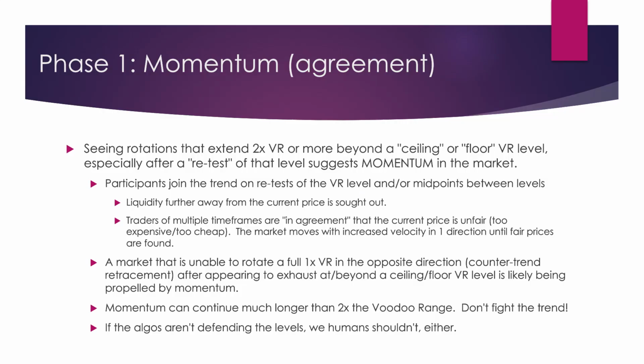So there are two different types or phases of market activity from my point of view. I use a little bit of different lingo, just because a lot of times people misunderstand the traditional lingo, and I mean something slightly different. So I've developed my own terms. For example, a trend with momentum, I call agreement. An example of a trend with momentum, or an agreement phase, would be seeing rotations that extend twice the Voodoo range or more.